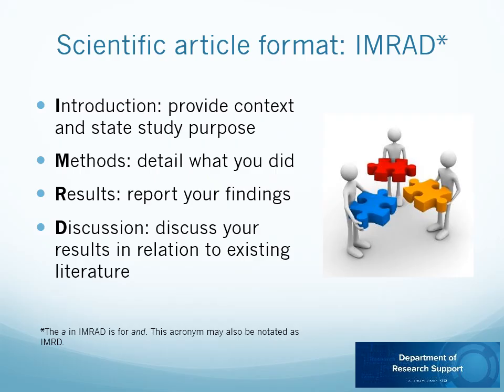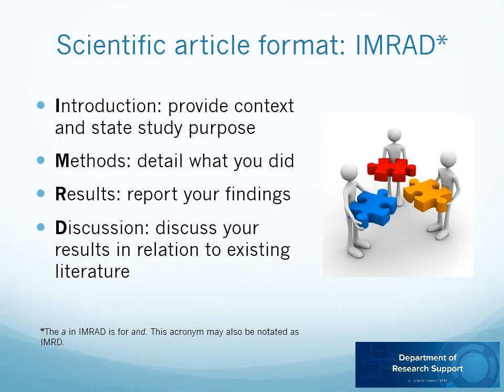Let's start with a basic overview of the required content of a scientific journal article. Scientific articles follow the IMRAD format, which stands for Introduction, Methods, Results, and Discussion. This structure helps readers understand your study by introducing your research topic and study purpose, explaining what you did, reporting what you found, and then discussing how your study contributes to existing literature or clinical practice.